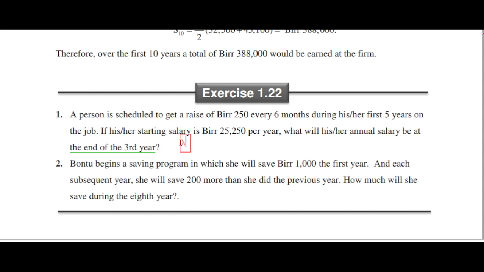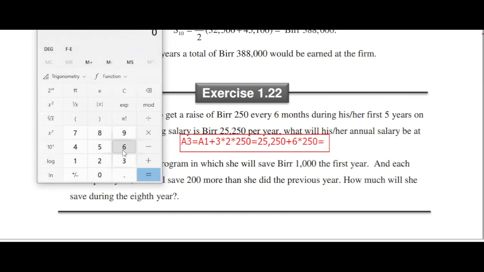A3 is equal to A1 plus 3 times twice 250, 3 times 2 times 250, which is equal to 25,250 plus 3 times 2, 6 times 250, which is equal to 6 times 250, which is equal to 1,500.